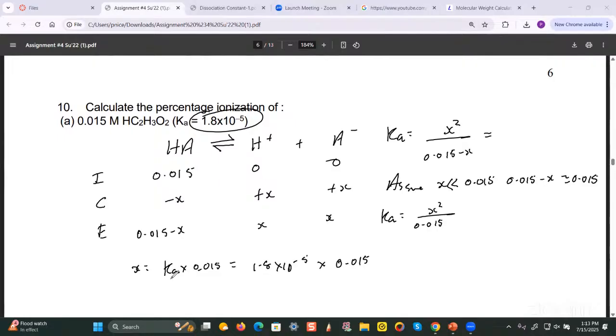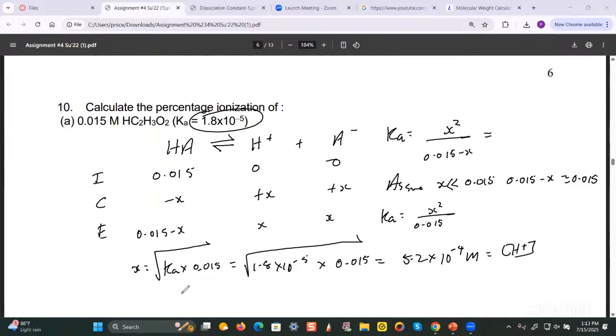1.8 times 10 to the minus 5 times 0.015. So according to my calculations, I got, oh, wait a minute, square root. How can I forget that? So let me do the square root here. So when I did the square root, rounded off to 2 sig figs, I got 5.2 times 10 to the minus 4 M, right? So that would be equal to the concentration of H plus.